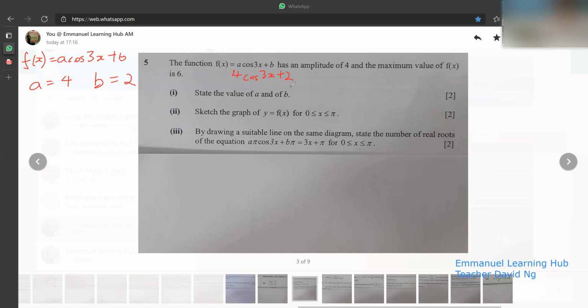Oh, that's the magic formula, the golden formula. You need this to do the rest of the question. Then they ask you to sketch the graph of f(x). To sketch this graph is very easy. Because of the plus 2, my invisible x-axis is here. Then the cosine graph starts from 1, but in this case, it starts from 6.